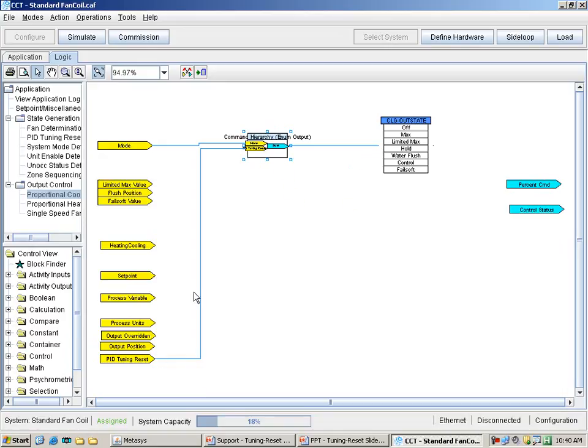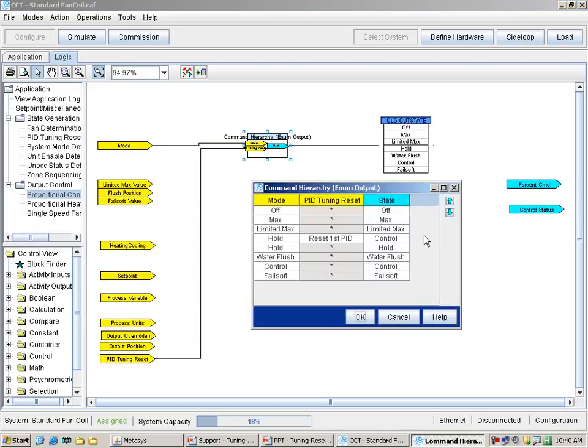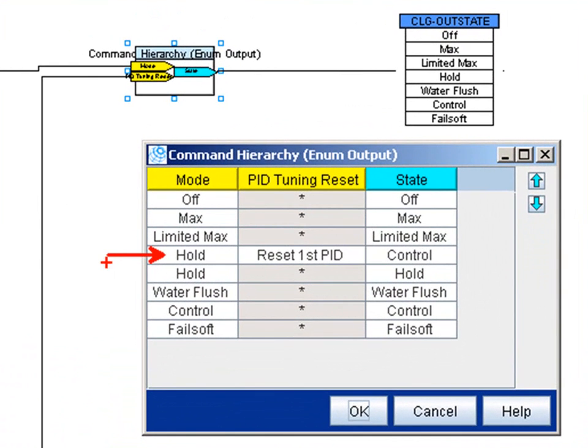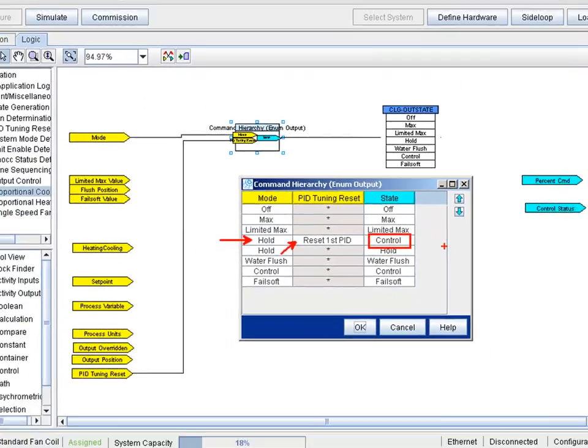Well, let's look at this hierarchy block a little more closely. Here's the hierarchy command block for this cooling out state logic. And we can see that when it goes hold from the mode connector, which comes from the state table, and the connection is one of the reset commands, then the logic that's actually going to be executed is the control mode. It's during this control mode that the PID inside this logic module will actually perform the reset function.